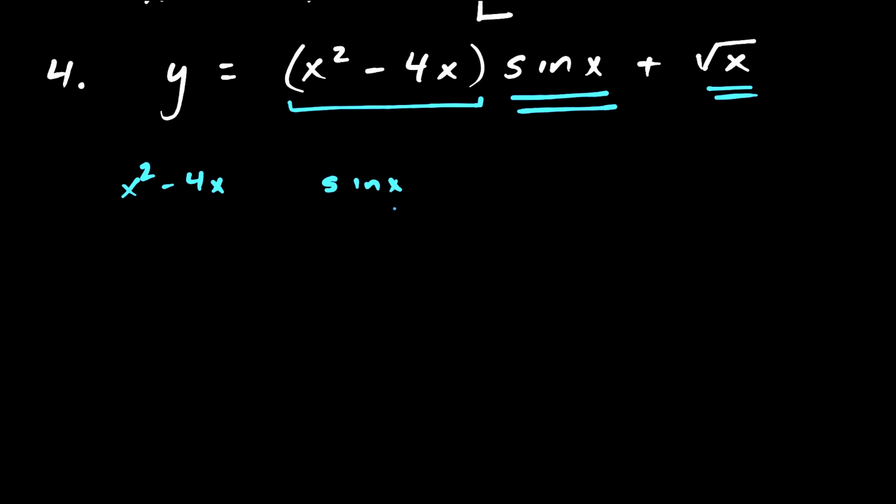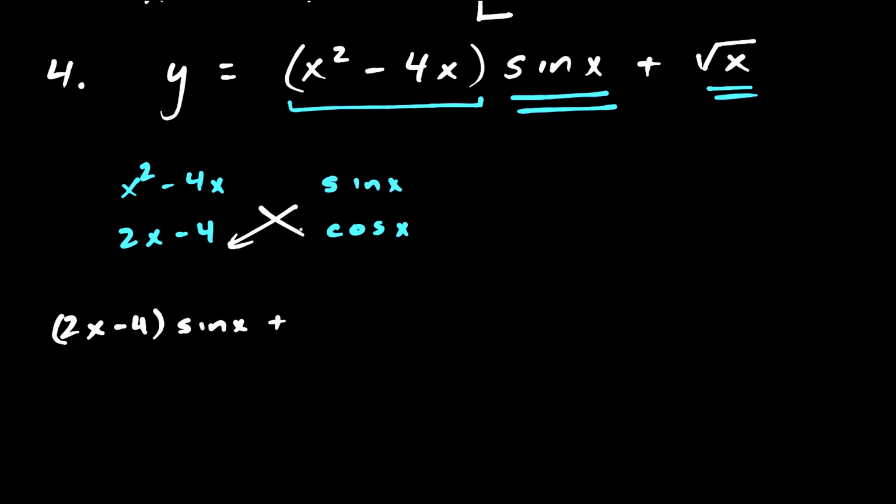Our second function is sine of x, so our derivative is 2x minus 4, and the derivative of sine x is cosine x. So again, a little cross multiply trick, but when we do that, realize you have 2x minus 4, the whole thing, being multiplied by sine x, plus, and again, x squared minus 4x, that whole first function, times cosine of x.